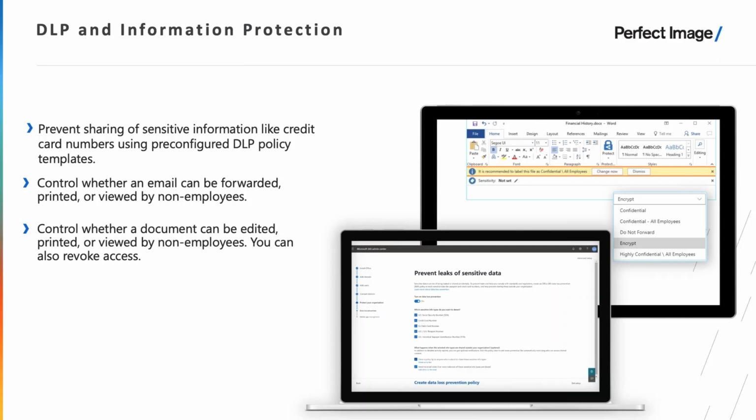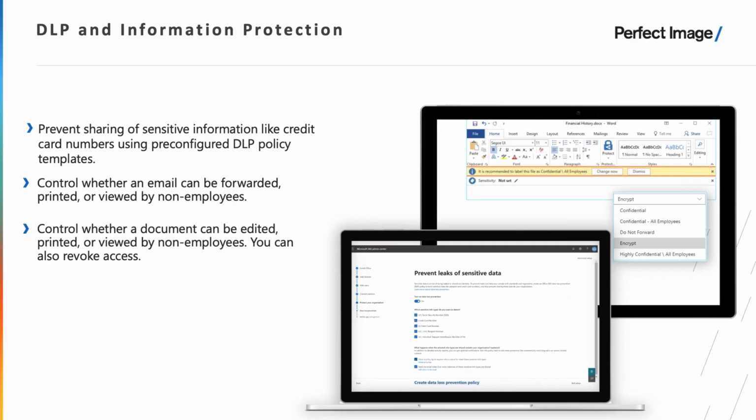It includes pre-configured templates that can help detect specific sensitive information, like credit card numbers, NI numbers, or even personally identifiable information within the region that you're working in. It also provides policy tips, which can help educate and prevent users from accidentally sharing that sensitive information by displaying these policy tips within Outlook.